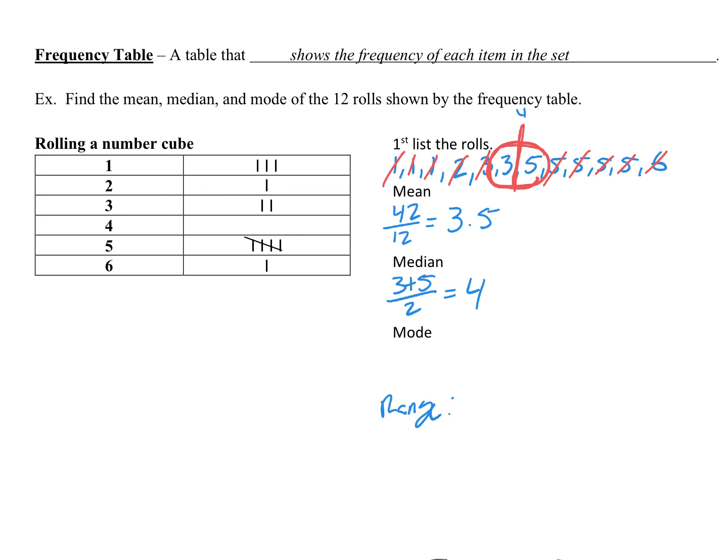We have quite a few numbers that are represented more than once, and for the mode, because we're looking at frequency, it's easiest just to look at our frequency table, and we want to see which number was represented the most often, and that would be our 5s. So our mode here would be 5. And our range is always our greatest number minus our least number. So for us, in this case, 6 minus 1, which gives us a range of 5.